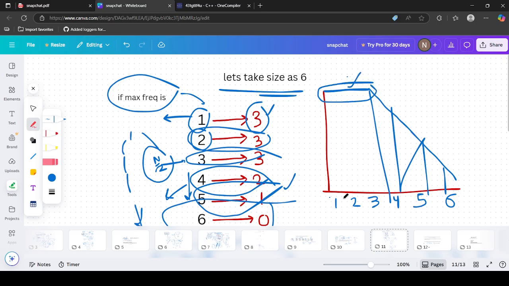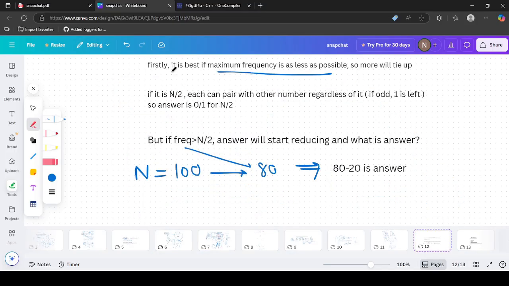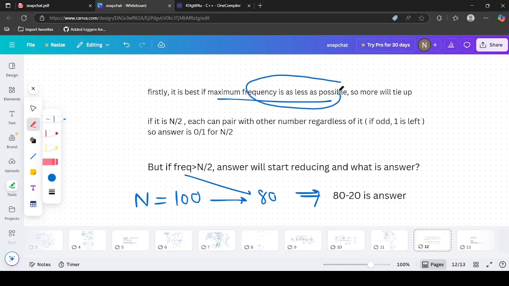Why? Because if the maximum frequency is 1, we are able to achieve 3. But if the maximum frequency is 6, we are able to gain nothing. The answer is 0. So from this, the main thing is that it is best if we have the maximum frequency as less as possible, so that we can pair as many as possible.